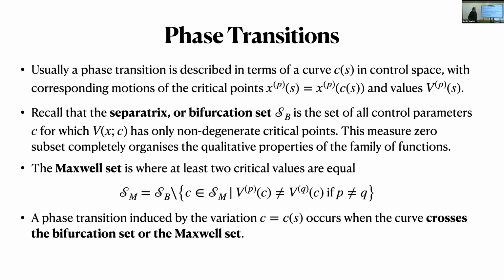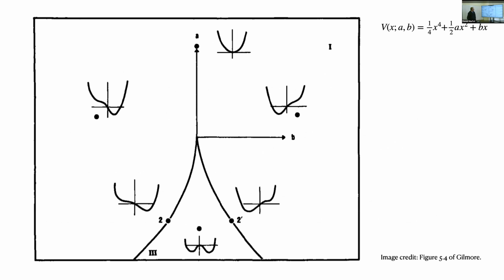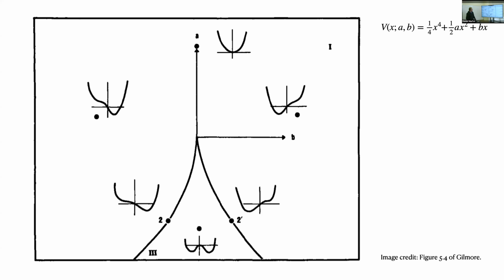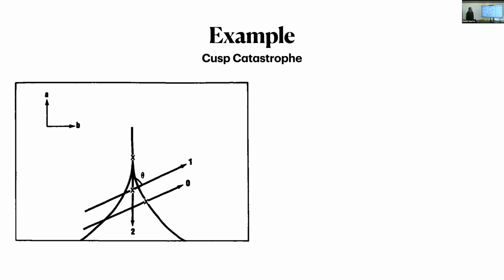But with that understood, a phase transition induced by the variation of C is when the curve crosses either the bifurcation set, so two critical points collapse into one another, or the reverse, or you cross the Maxwell set. So this is critical points, this is critical values. Let's come back to this diagram here. We already talked about this as the separatrix, so any path that goes across that will be associated with a phase transition.